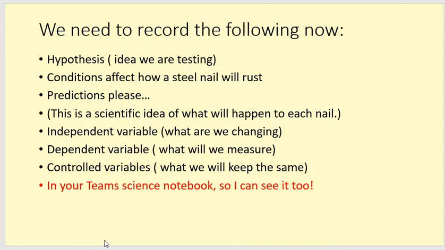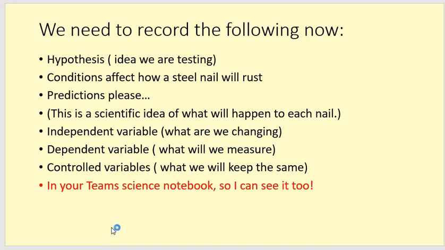Predictions. Make a prediction for each of your 5 jars, not just one prediction. So the nail that is just in a jar with air, no water, what do you think will happen? What about the nail that is in water? What about the nail that's in oil?